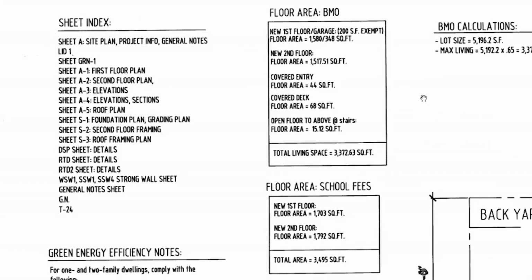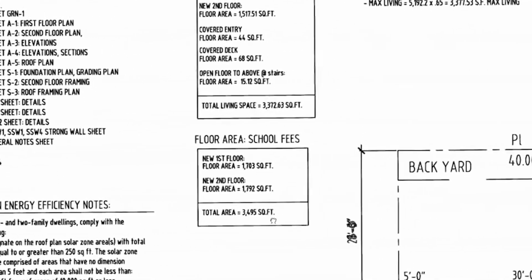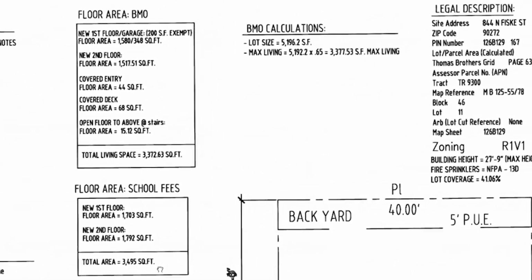On the plans, I'll show you right here. Okay, so we're looking at three things here: floor area BMO, floor area school fees, and the BMO calculations. The BMO calculations is basically telling you what the maximum amount of build is allowable. The floor area BMO is basically breaking down that square footage and saying, hey, we calculated just 5 square feet under the maximum buildable square footage, and this is what we've got. The floor area school fees is what the city is going to be charging you for the square footage that you have.